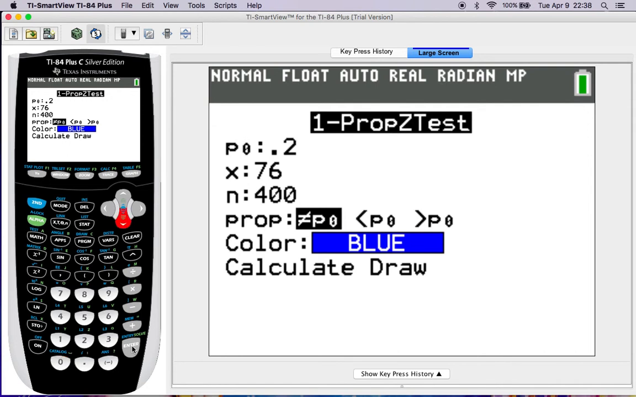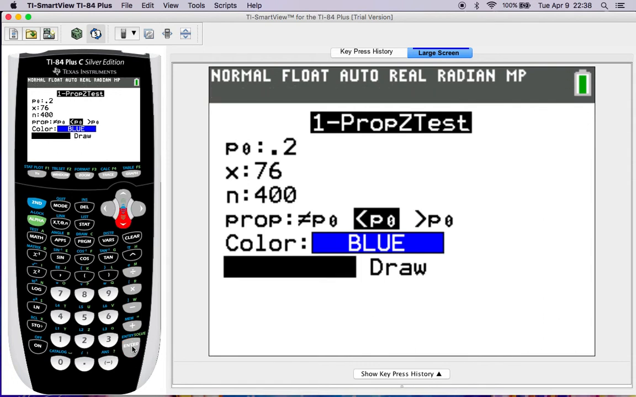And then this last value is, what does your alternative look like? Is it a two-tailed test, a left-tailed test, or a right-tailed test? This example was a left-tailed test, so I'm going to choose the value with the less than sign. And then I'm going to hit calculate.